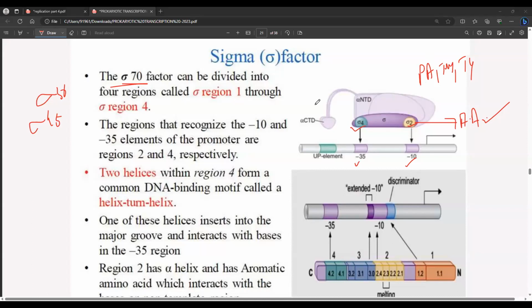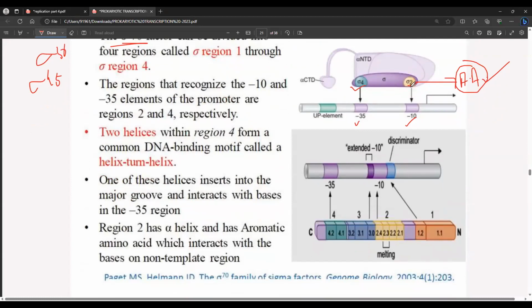We should not say benzene ring, Balraj. We should say indole ring. It contains an indole ring. Of course, whatever you said is right. Now listen to me. Sigma 2 has some amino acids. With the help of those aromatic amino acids, sigma 2 will come and attach to the -10 region.